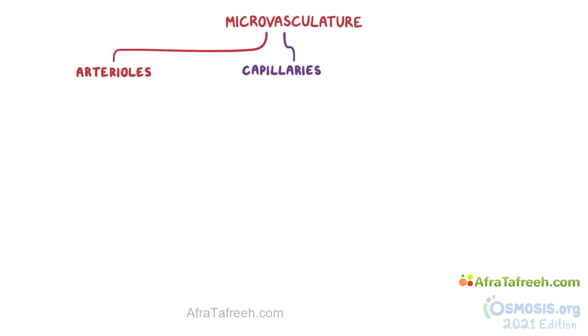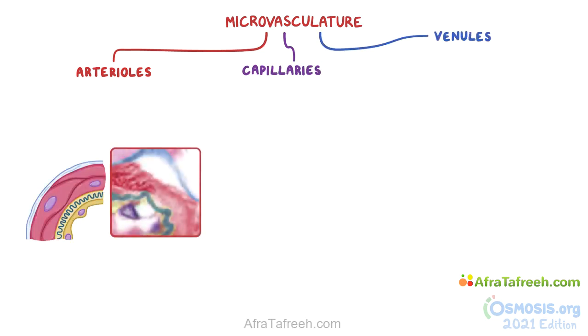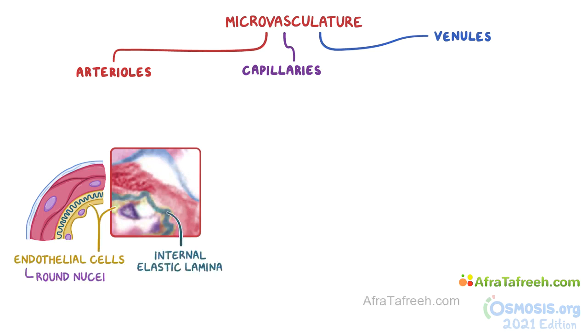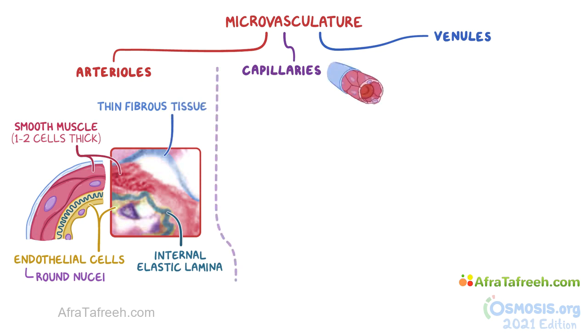Alright, as a quick recap. The blood circulatory system's microvasculature includes arterioles, capillaries, and venules. Starting with the innermost layer, the arteriolar walls are lined by squamous endothelial cells with round nuclei and a surrounding layer called the internal elastic lamina. The next layer consists of circularly arranged smooth muscle that can be 1 to 2 cells thick. The outermost layer is the tunica externa that consists of a thin layer of fibrous tissue. Capillaries are the blood vessels with the smallest diameter in the body, and have walls that consist of only a single layer of endothelial cells and its basement membrane.